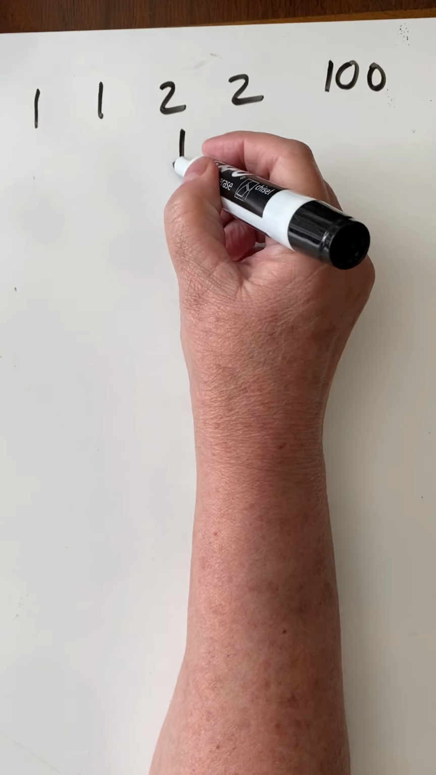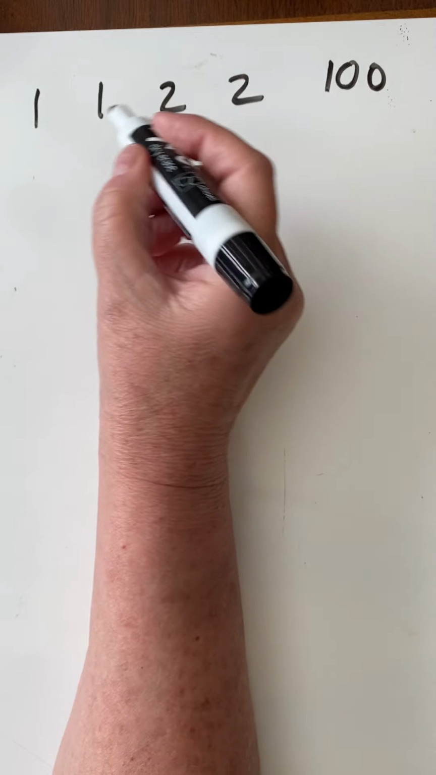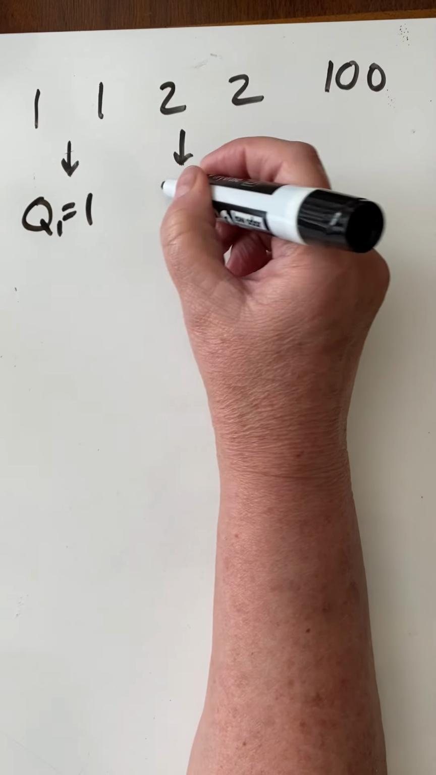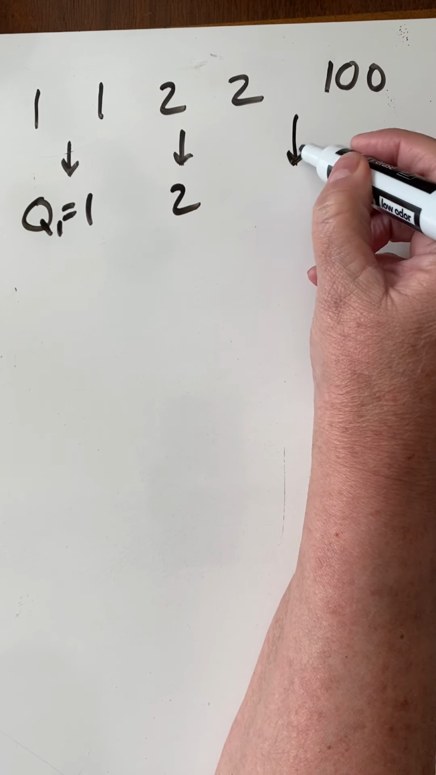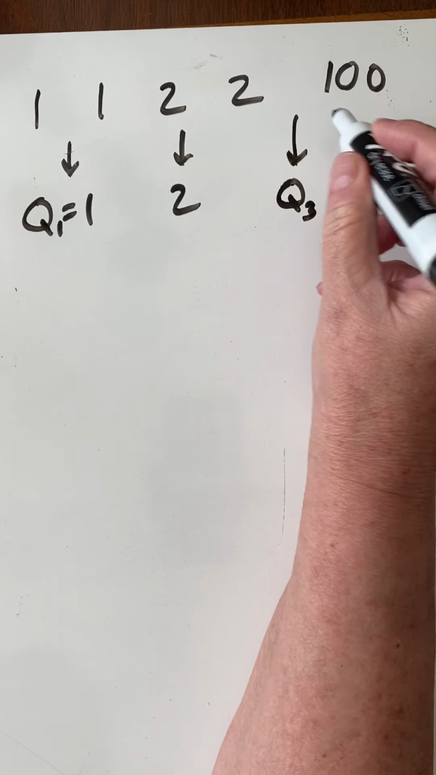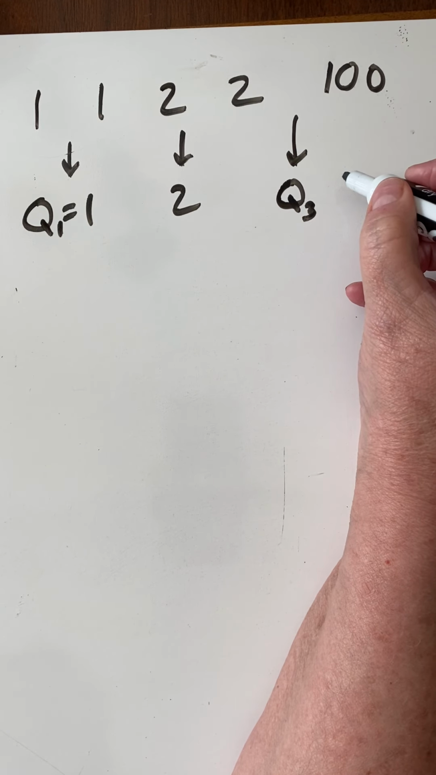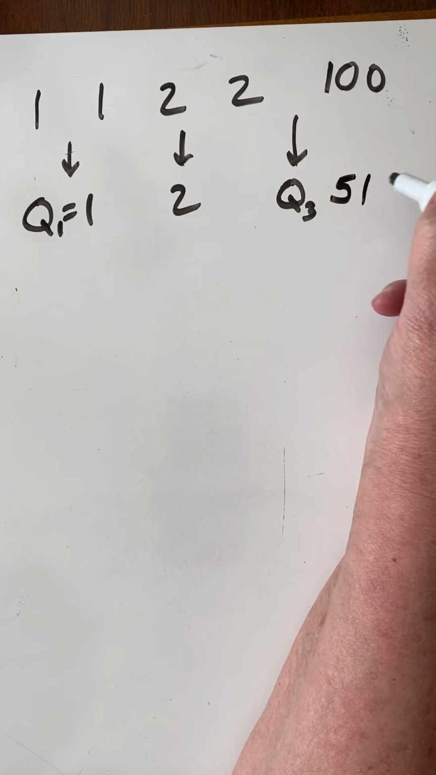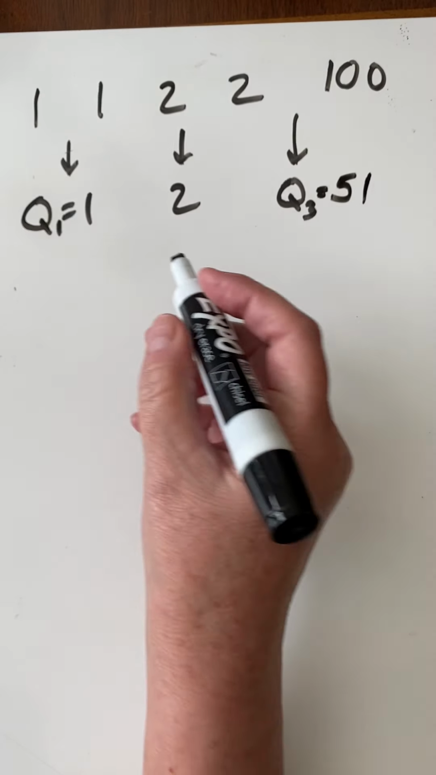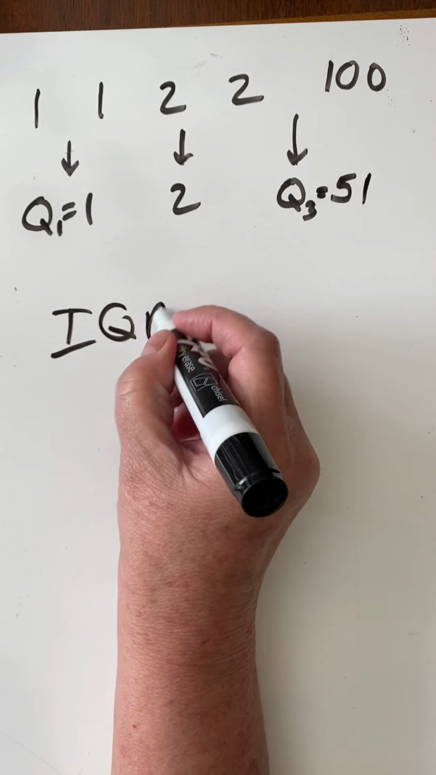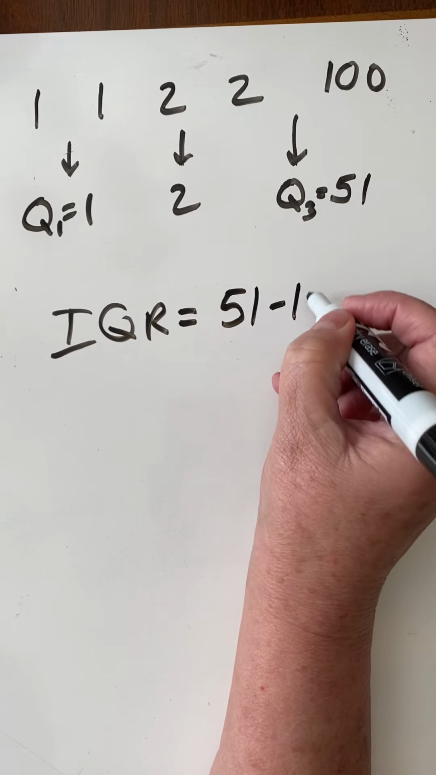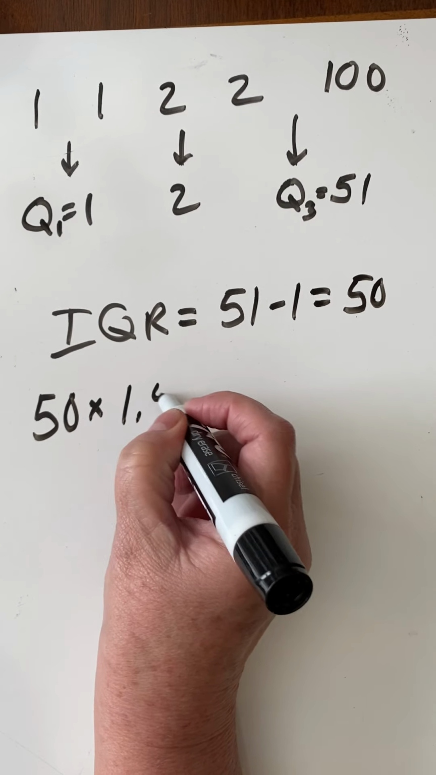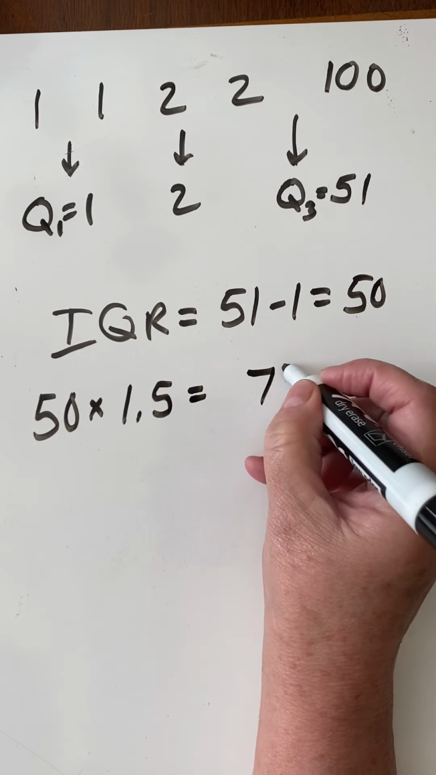So again, my median is going to be a 2. My interquartile Q1 is going to be a 1. This is a 2, median. My Q3, add those two together and divide by 2. That's 102 divided by 2, and that's going to give me a 51. So I get a 51 there. And then I'm going to take the interquartile range, which is 51 minus 1, which is a 50. And then I'm going to multiply that 50 times 1.5. And I end up getting 75.